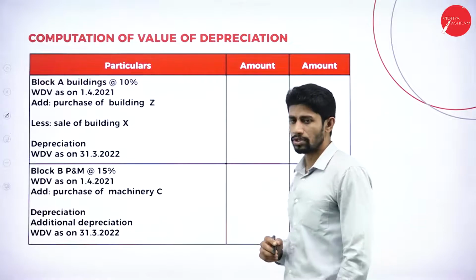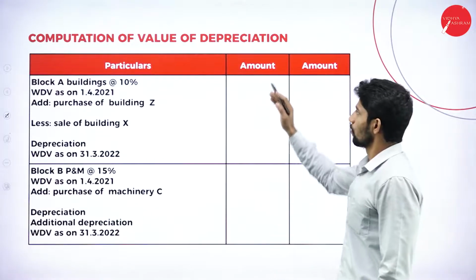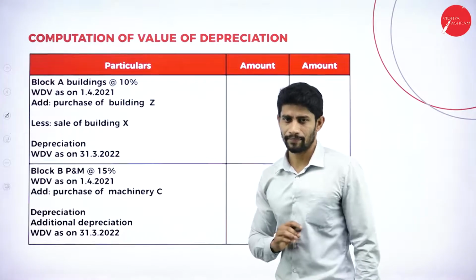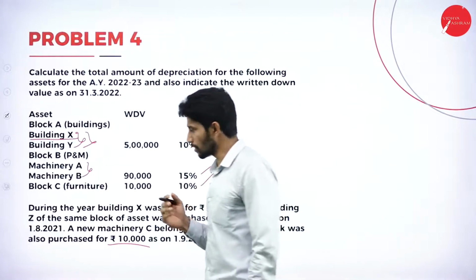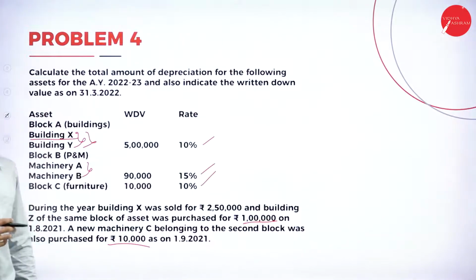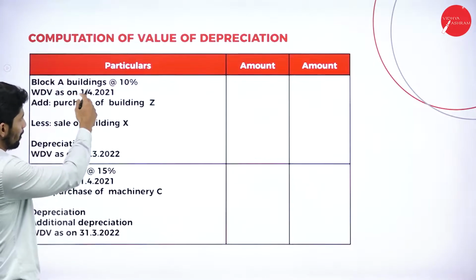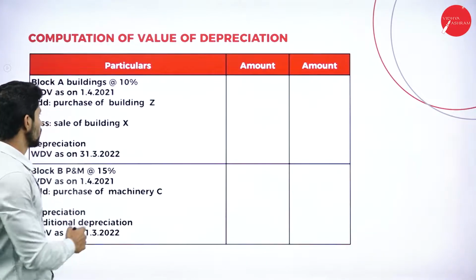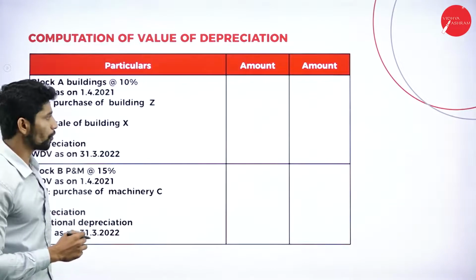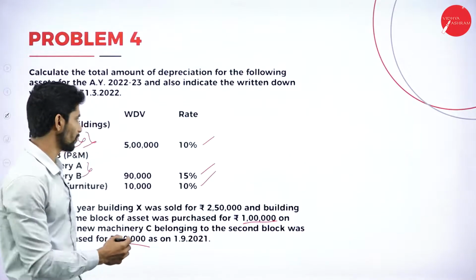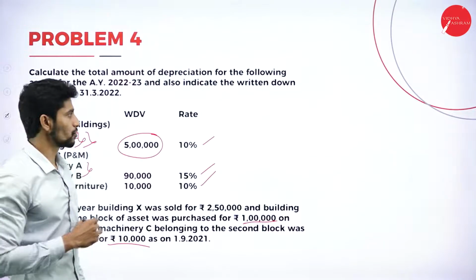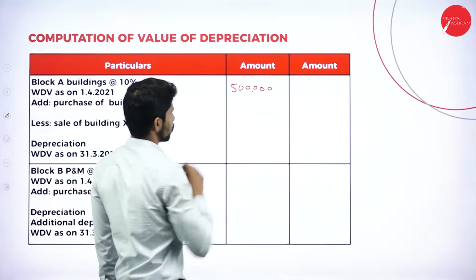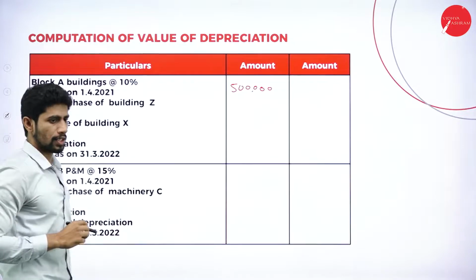So moving on to the solution part, computation of value of depreciation. So first we are supposed to consider block A, that is buildings. So what is the rate of depreciation in block A? It is 10%. So block A, buildings, rate of depreciation 10%. So written down value as on 1/4/2021. So what is the written down value we have? It is rupees 5 lakhs. So write down rupees 5 lakhs. Next, add purchase of building Z.